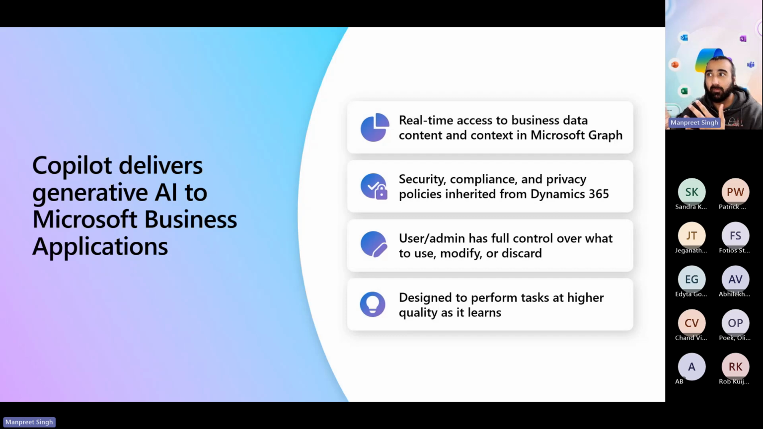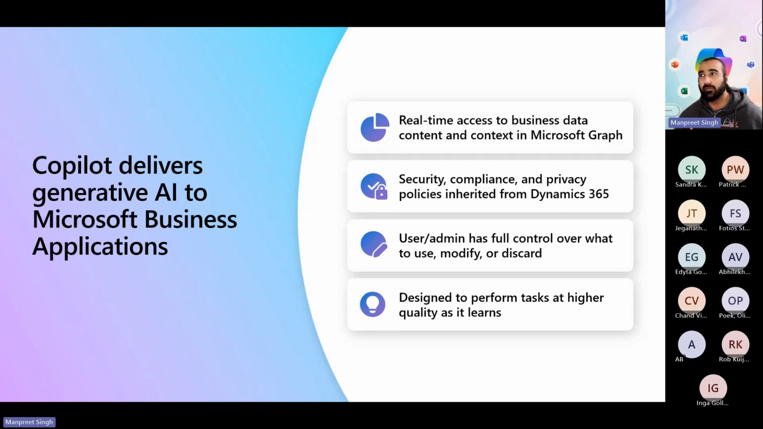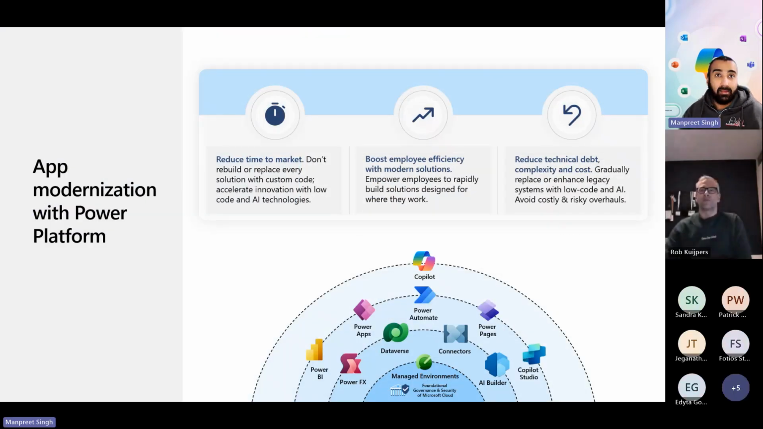Microsoft Graph works here, and it's all secure and governed because it's on the same compliance center. Admin will have full control. Like right now, when I ask my agent or my Copilot to build an application for me, I have full control to say, no, I don't like it, can you do something else for me? So that's where the end game comes in, and it's all about efficiency and the employee experience. Reduce time to market, boost employee technical depth, and reduce complexity and cost.